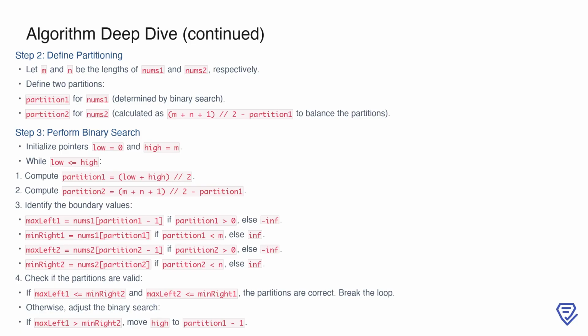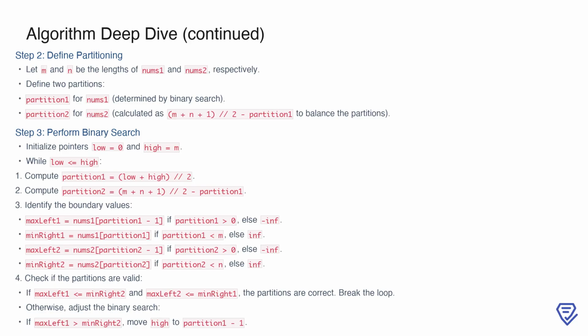We then perform binary search on the smaller array, initializing two pointers, low to 0 and high to the length of nums1, or m. While low is less than or equal to high, we calculate partition1 as the midpoint of low and high, and derive partition2 accordingly. To evaluate the validity of the partitions, we determine the boundary values. These include maxLeft1 and minRight1 from nums1, and maxLeft2 and minRight2 from nums2. Special cases, like when a partition index is at the start or end of an array, are handled by setting boundaries to negative or positive infinity.